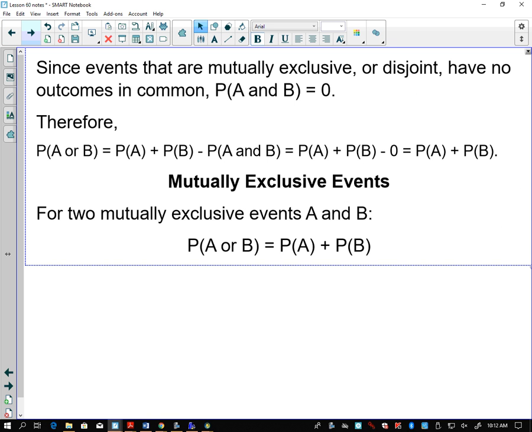Since events that are mutually exclusive or disjoint have no outcomes in common, the probability of event A and event B is always going to be 0. They don't have anything in common. Therefore, the probability of event A or B is the probability of event A plus the probability of event B minus the probability of event A and B, which is going to equal the probability of event A plus the probability of event B minus 0. So you just wind up with the probability of event A plus the probability of event B.